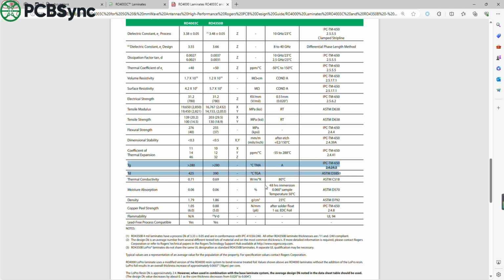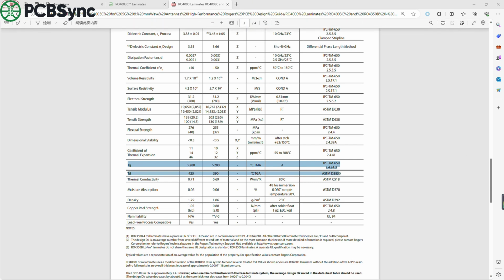Both TG and TD reflect the heat resistance of the material, but neither of them alone represents the reliability of the PCB during reflow soldering, thermal cycling, or long-term operation. In actual design, it is also necessary to evaluate in combination with CTE, board thickness, copper distribution, hole structure, and processing technology.